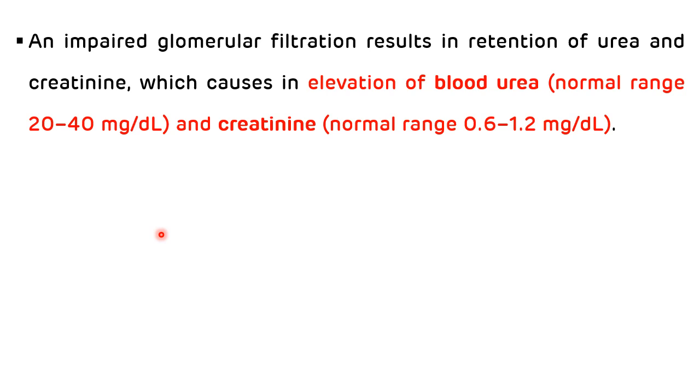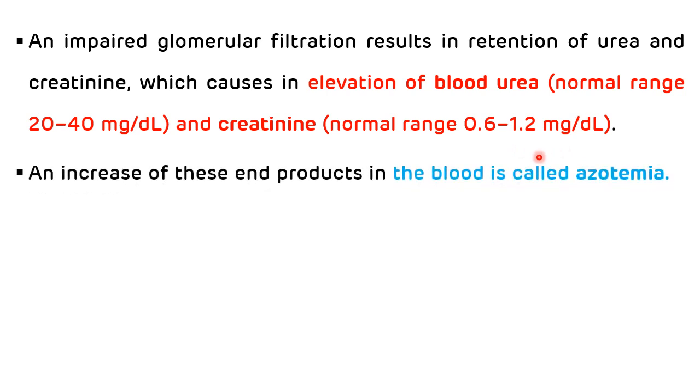An impaired glomerular filtration results in retention of urea and creatinine, which causes an elevation of blood urea and creatinine. Normal level of blood urea is 20 to 40 milligram per deciliter and normal level of creatinine is 0.6 to 1.2 milligram per deciliter. An increase of these end products in the blood is called azotemia. The estimation of creatinine can be done by Jaffe's test, and estimation of urea can be done by the diacetyl monoxime method or by the urease method.